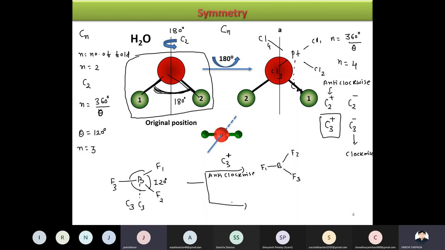Good. But if you give rotation about this axis in the clockwise direction, C3 minus, what happens? F1 to F2, F2 to F3, and F3 to F1. So see, are both results similar or different?